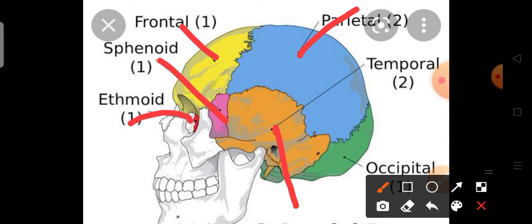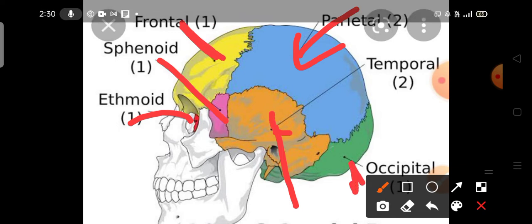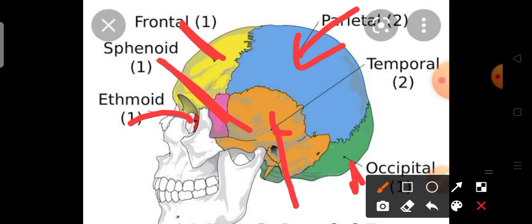Temporal bones two, no. So parietal also two will be there, left side, right side. Two temporal near the site of the ear, the earpiece and all. Two sides. Next, occipital only one bone. Frontal only one bone. Sphenoid also one bone. Ethmoid also one bone. Only parietal two, temporal two. So 2 plus 2 is 4, occipital 1, ethmoid 1. Okay, 2, 4, 5, 6, 7, 8. So overall 8 bones. It's clear na?